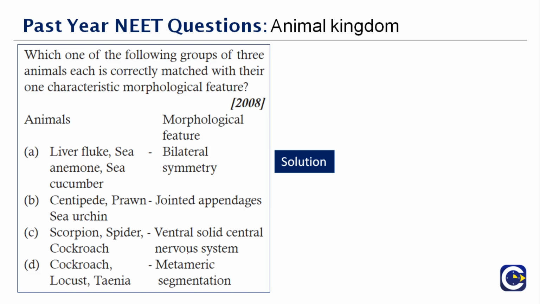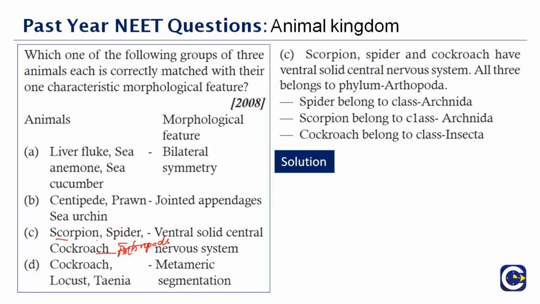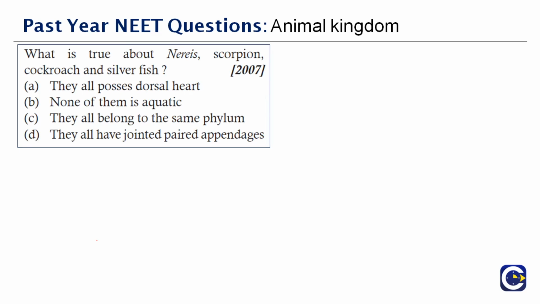See, scorpion, spider, cockroach all belong to arthropods. Spider belongs to the class Arachnida, cockroach belongs to the class Insecta, and scorpion and spider belong to Arachnida. Therefore, the correct answer to this question is option C. Scorpion, spider, cockroach have a ventral solid central nervous system, and that is your morphological feature. Now moving on to the next question here.